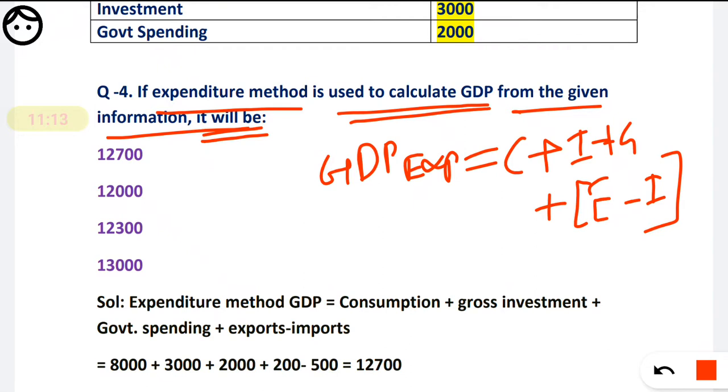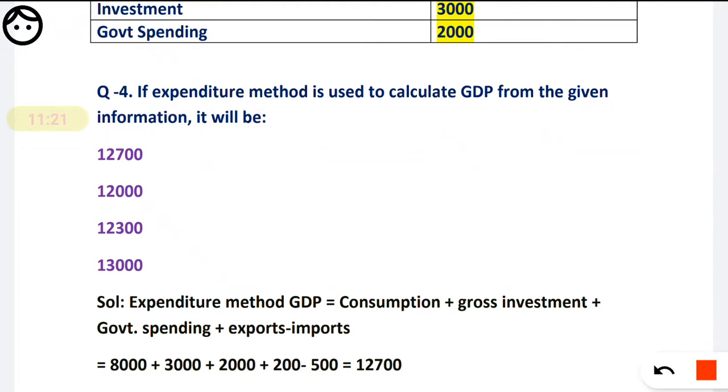We know there are three basic methods to find the GDP, right? So one of them is the GDP at expenditure method, and the formula for that, remember here, is C plus I plus G plus export minus import. Okay, plus export minus import. So very easy.